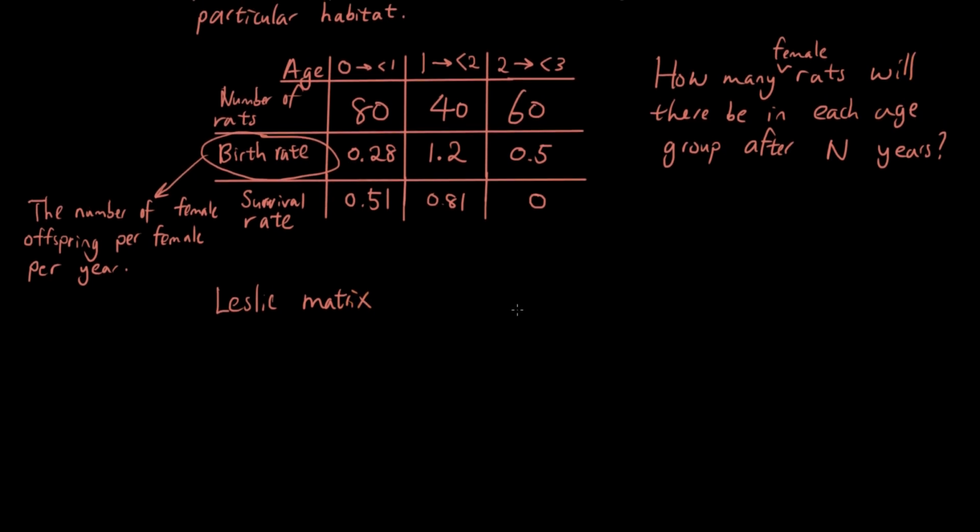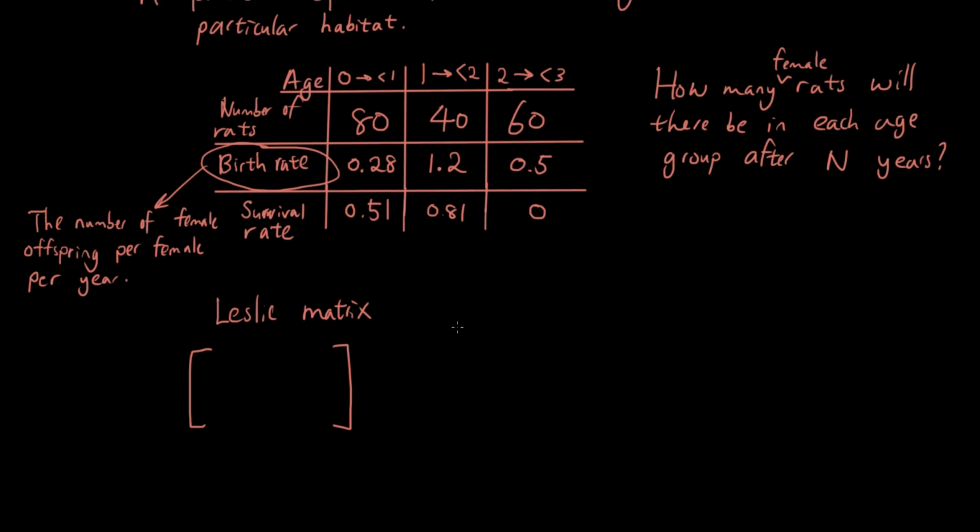and it is going to have the same number of columns as your number of age groups. So here we have 3 age groups, so it's going to have 3 columns. And then we also need the population matrix, or you can think of it as the input matrix, which is just how many rats there are in each age group, and that is just going to have one single column with the same number of rows as the number of age groups you have.